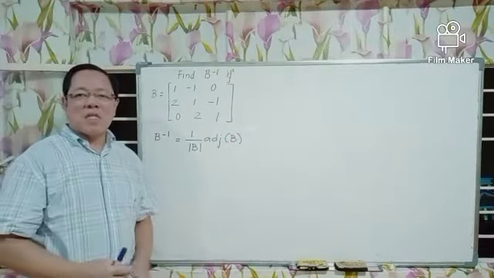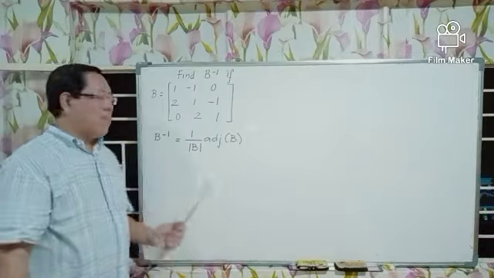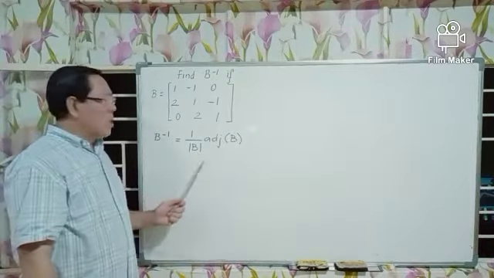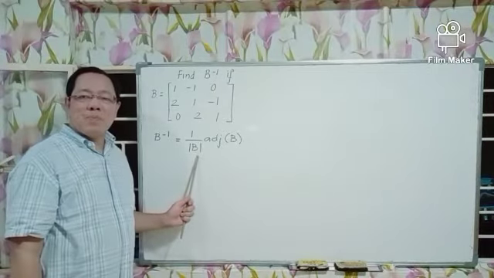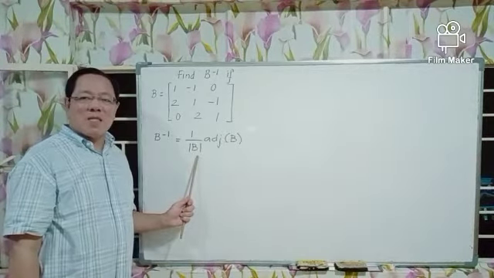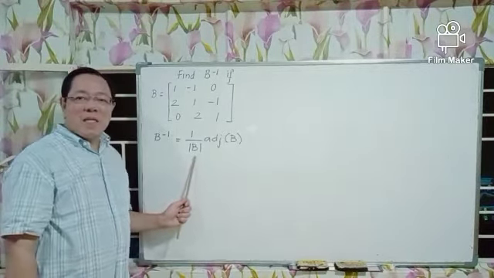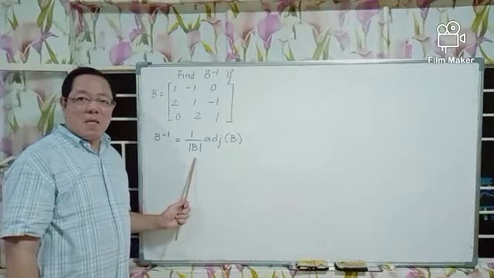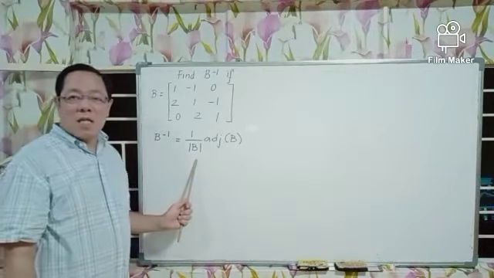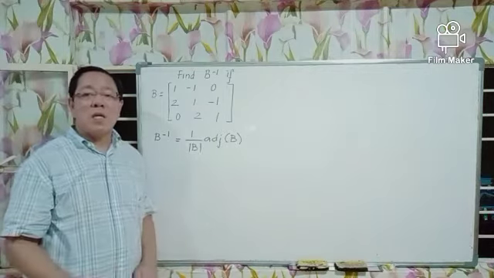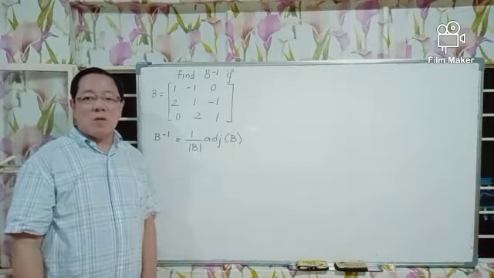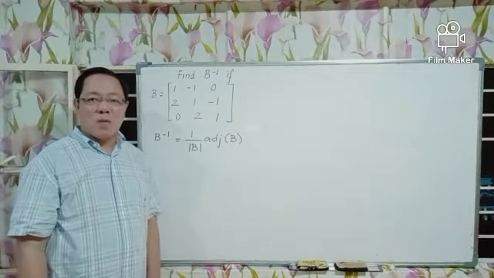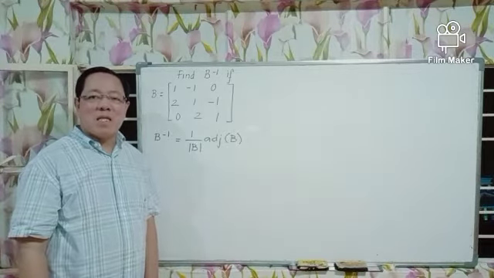The inverse of matrix B, denoted by B to the power minus 1, is equal to the adjoint of matrix B multiplied by the reciprocal of the determinant of matrix B. And we start by finding the determinant of matrix B. It is a single numerical value associated with the square matrix B. And if the determinant of B is equal to 0, we stop and we conclude that the inverse of matrix B does not exist.